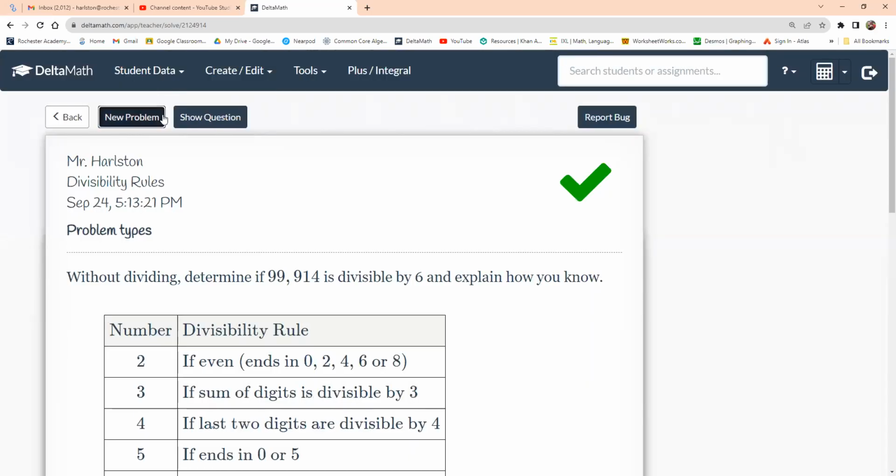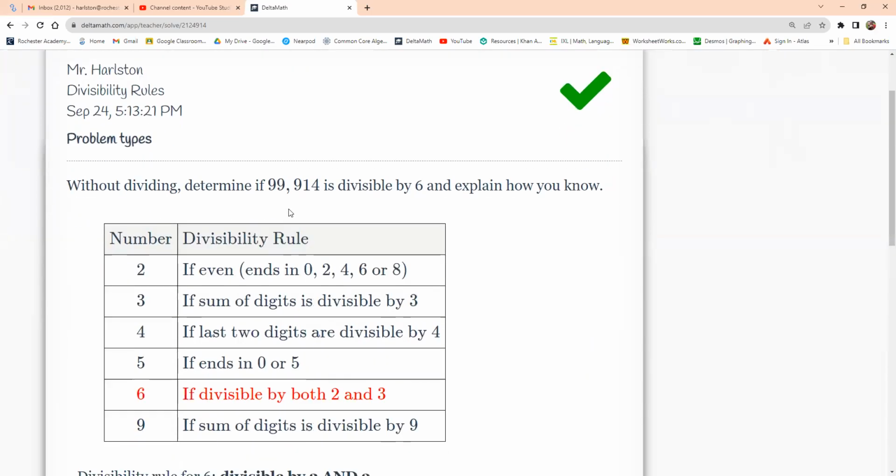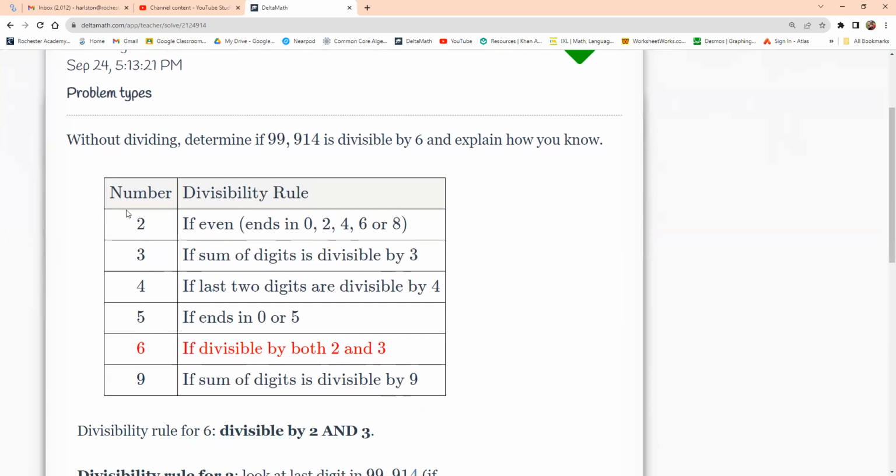I think that's it. Within the Delta Math assignment, it gives you the divisibility rules. You should write these down. You should know these. If you don't, you can always just divide the number using your calculator, but it's not going to explain these rules. You have to know these rules.